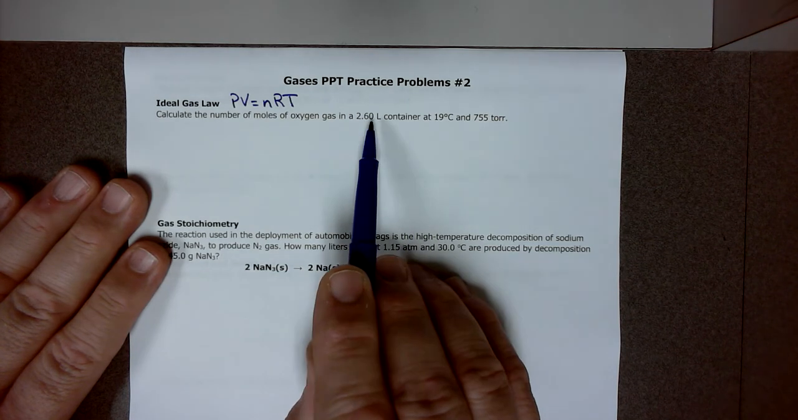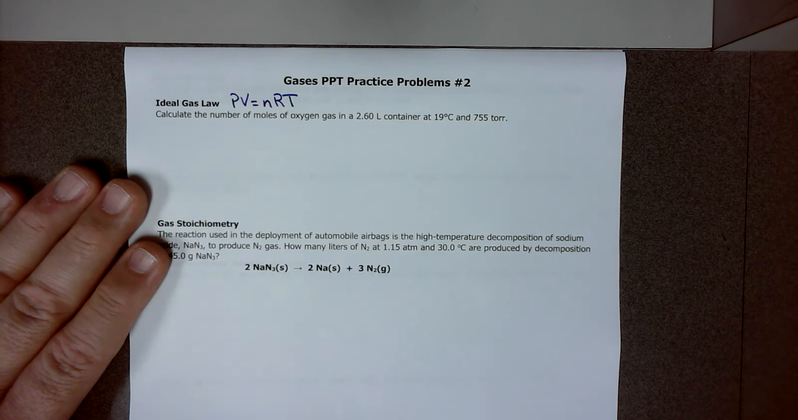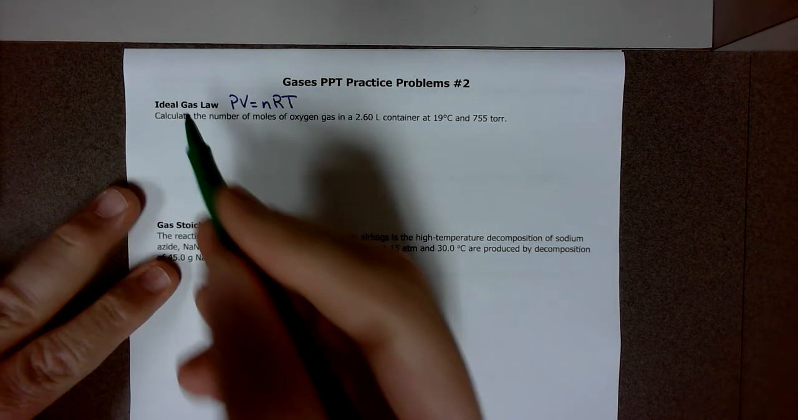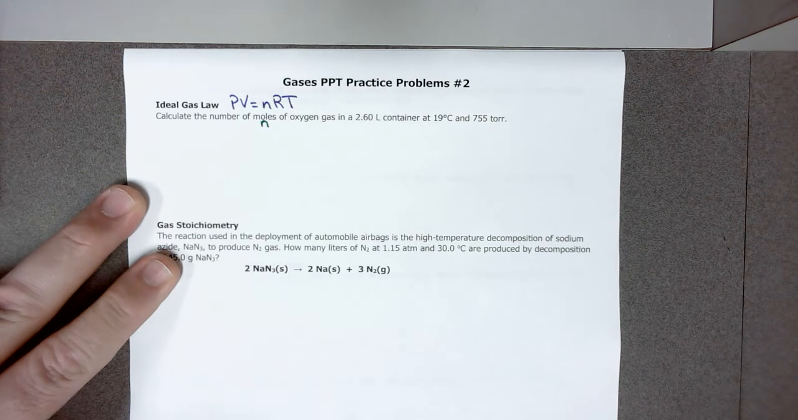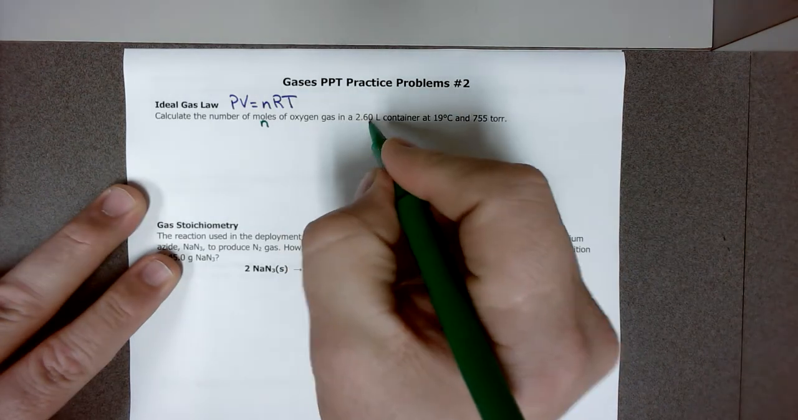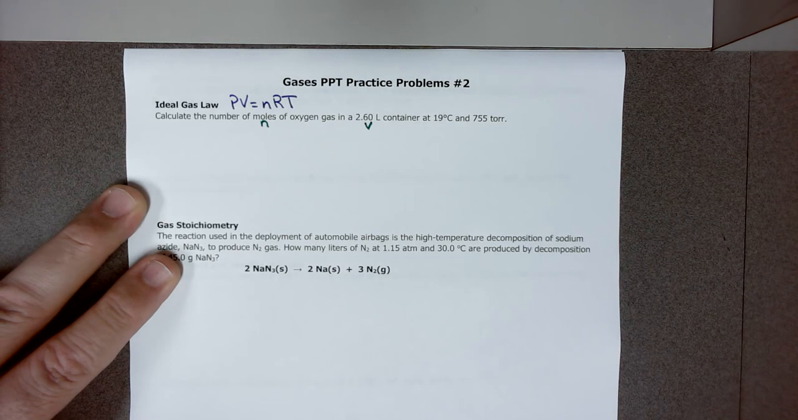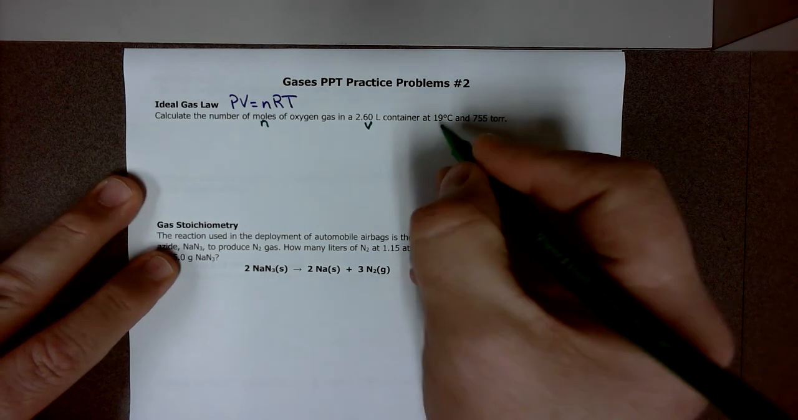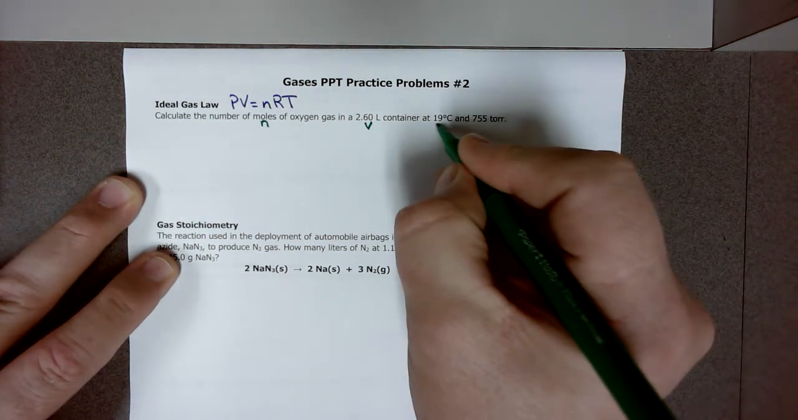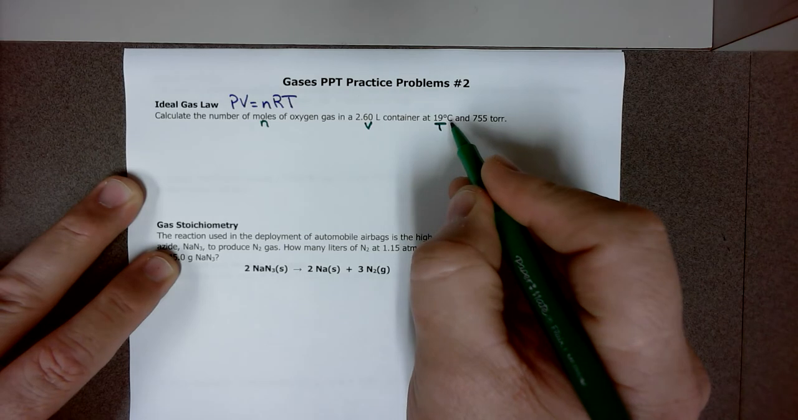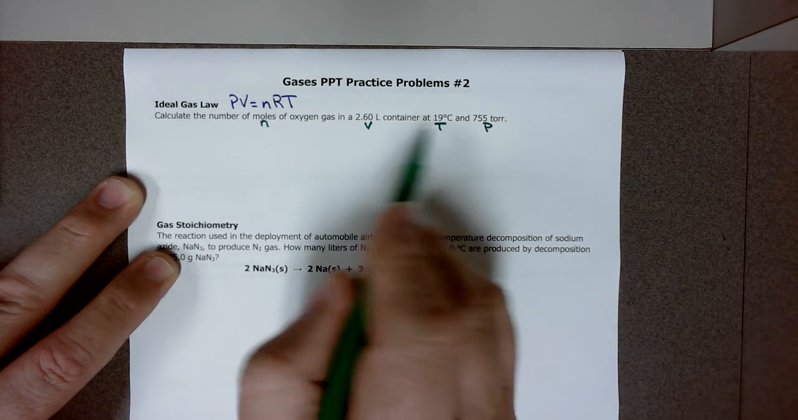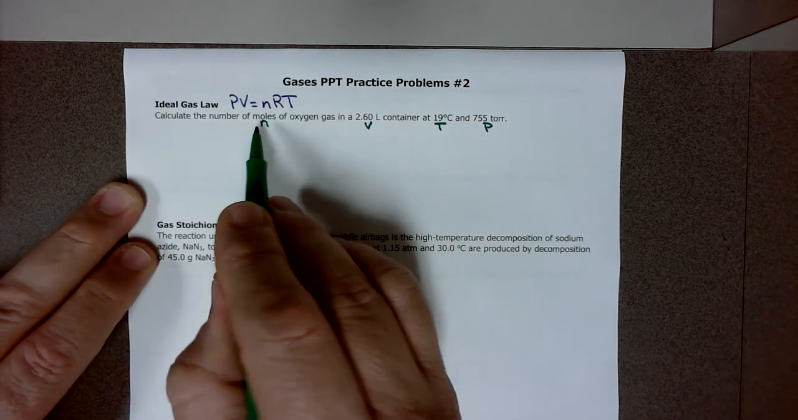If I had two volumes or two temperatures or any of those, I wouldn't use the ideal gas law. I would use the combined gas law. But in this case, it says calculate the number of moles, so that's going to be n, of oxygen gas in a 2.6 liter container at 19 degrees Celsius. Remember, that's the temperature, but we're going to have to change Celsius to Kelvin. And then 755 torr, that's pressure. So there are my four variables, n, V, T, and P, and I'm looking for n.